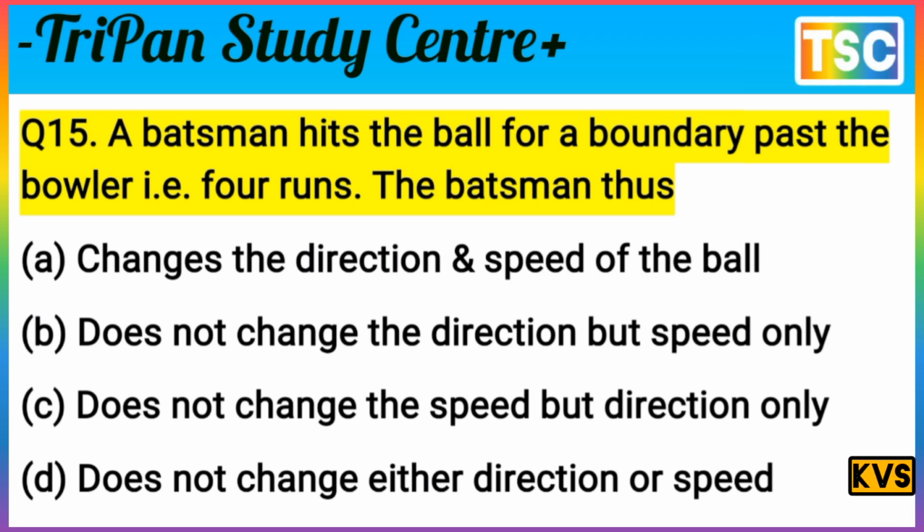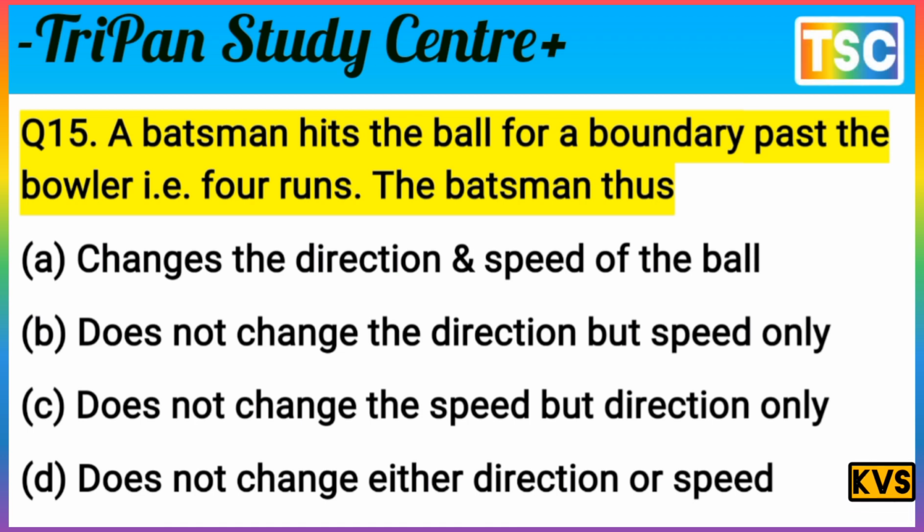But first of all, write the correct answer in your notebook. Let's see the answer for this question. A batsman hits the ball for a boundary, 4 runs. There is an example of 4 runs. The batsman thus, directly the answer: changes the direction and speed of the ball. Does not change the direction but speed only. Does not change the speed but direction only.